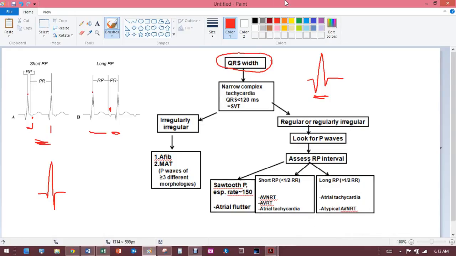Okay, talking about some supraventricular tachycardias. So first of all, look at the QRS complex. The QRS complex is shown right here. That's the Q, that's the R, this is the S right here, the whole width.